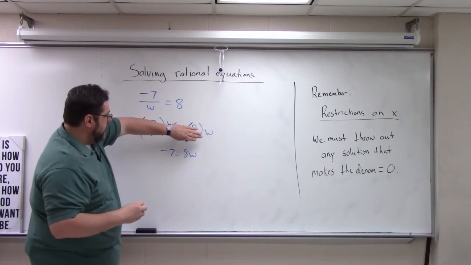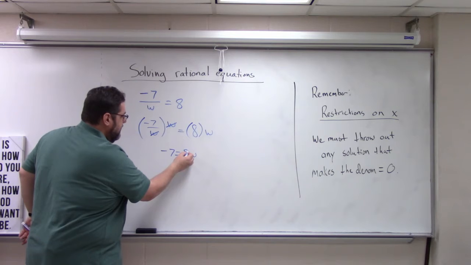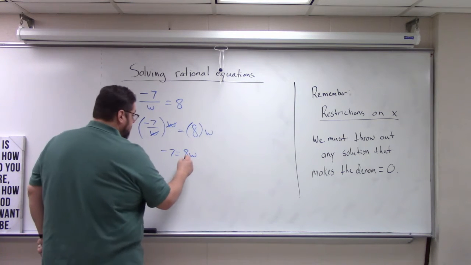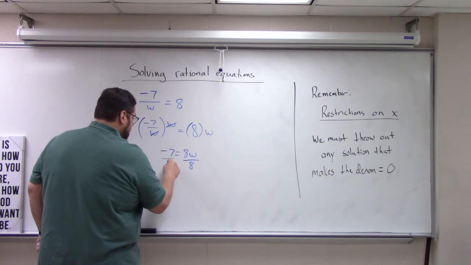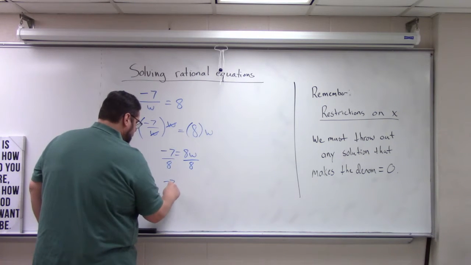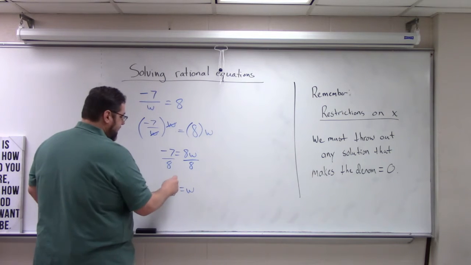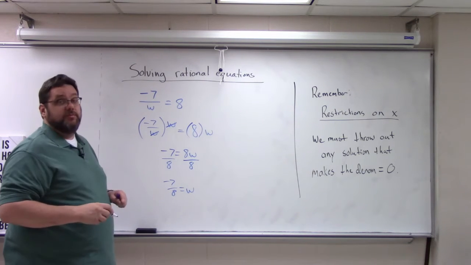All right, now this problem right here, negative 7 equals 8w. This is a plain old equation. So all we've really got to do here is divide by 8, and we're through. Or are we? All right, so negative 7/8 is equal to w.